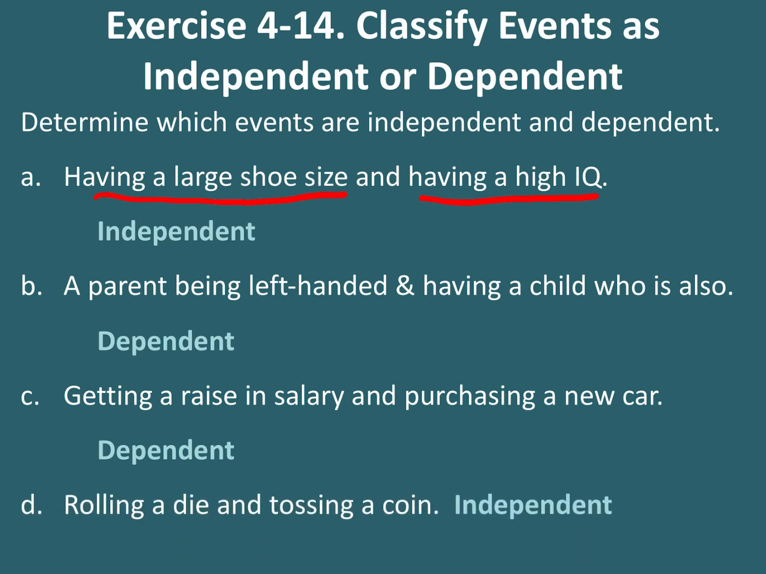And finally, rolling a die and tossing a coin are clearly independent of each other. The probability of me rolling a 5 and then flipping a coin to get heads clearly have no influence on one another.